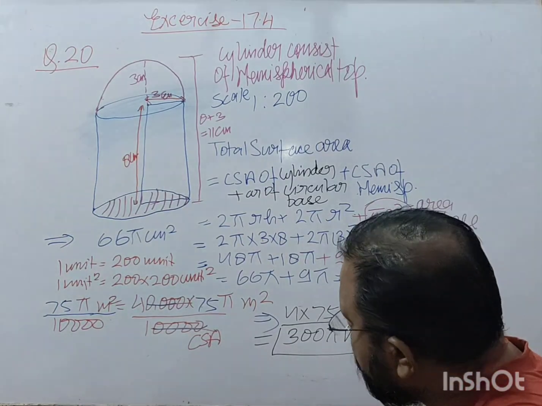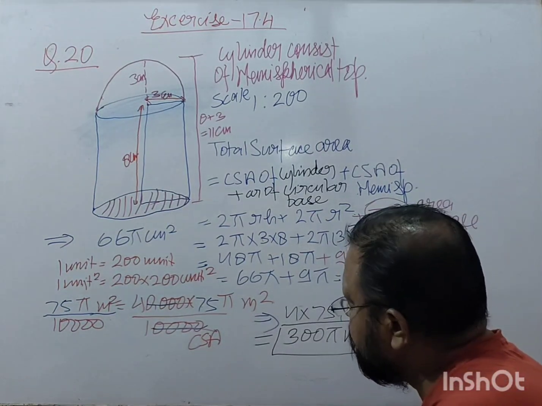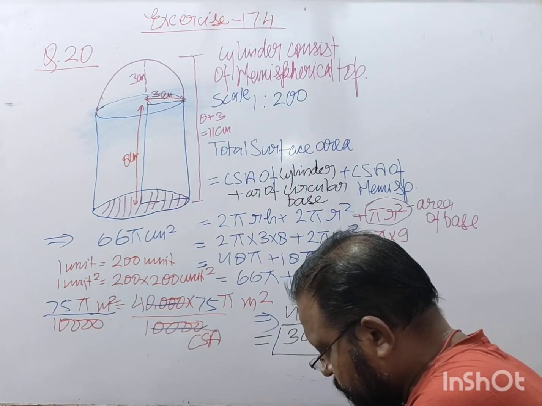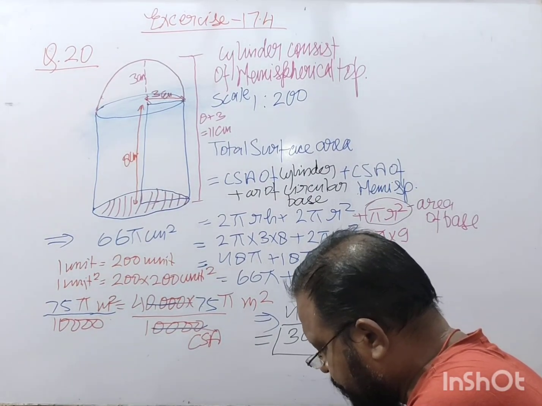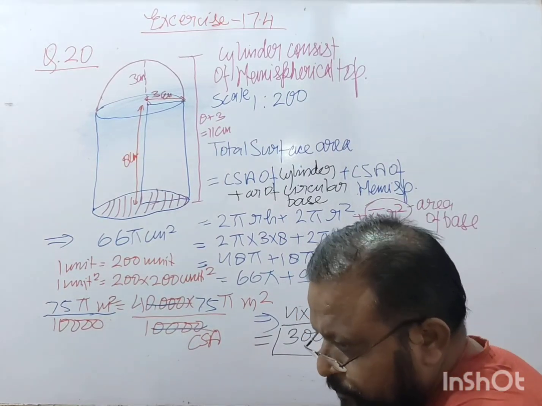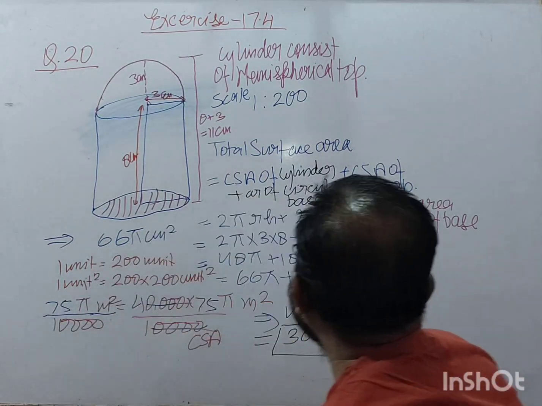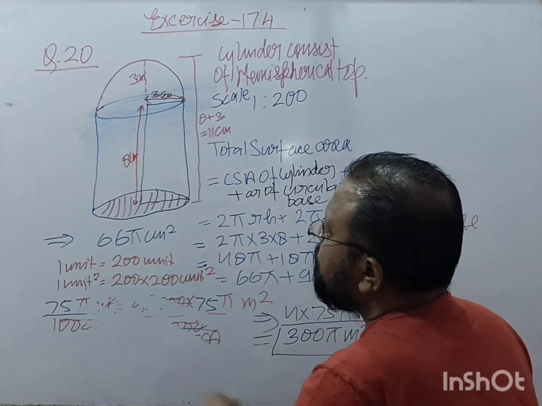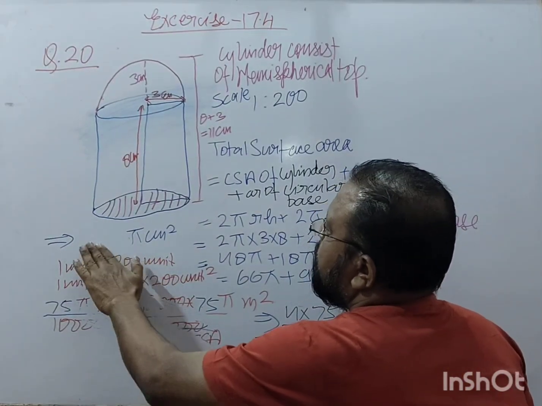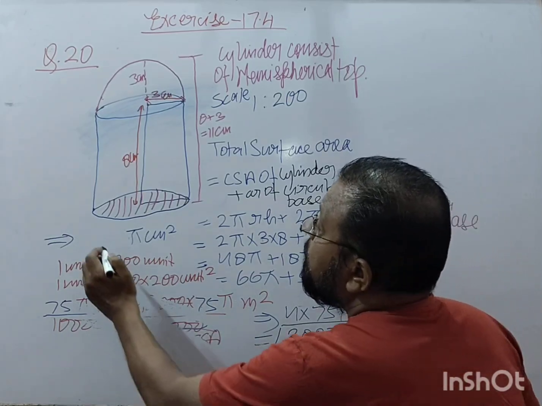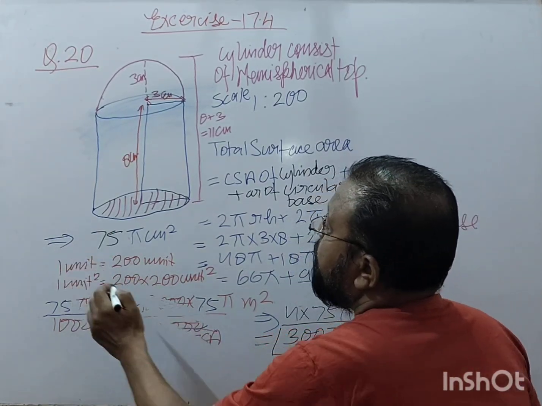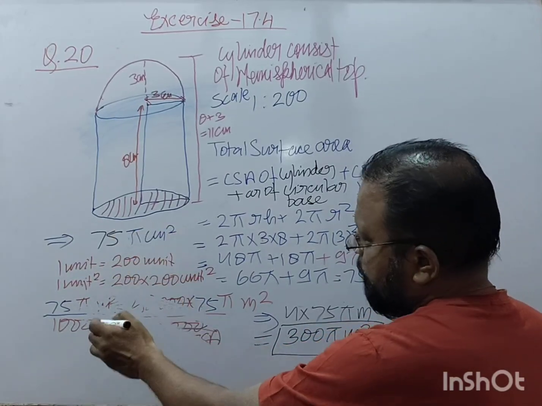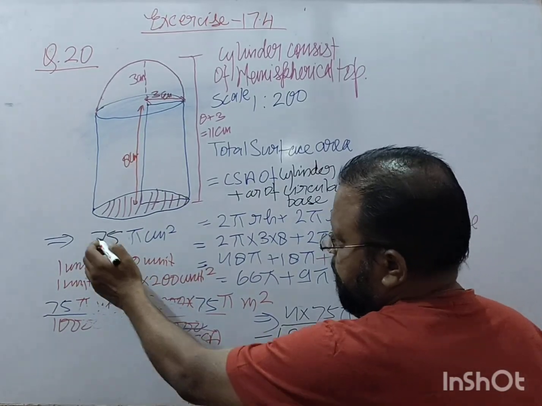Okay, what is next? Find the volume of the solid in pi liter. So this is not 66. This is exactly 75 pi centimeter square, right?